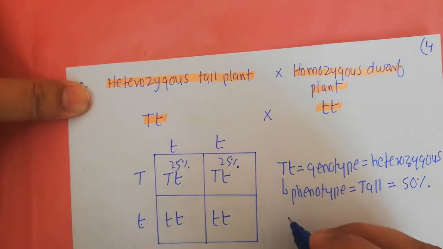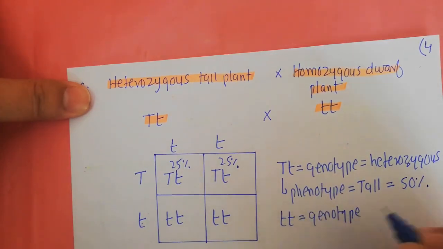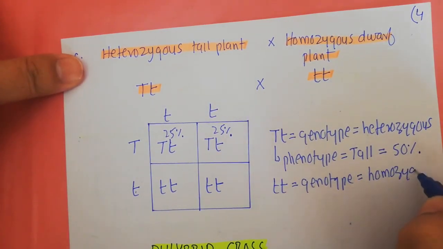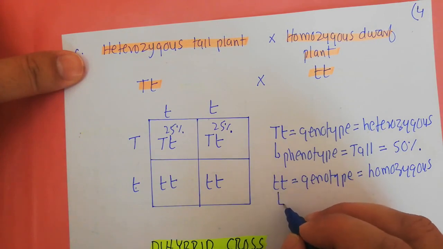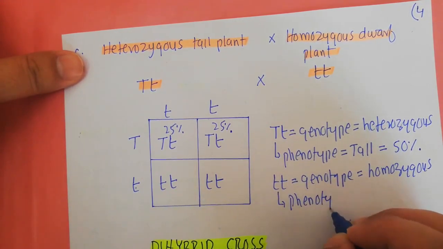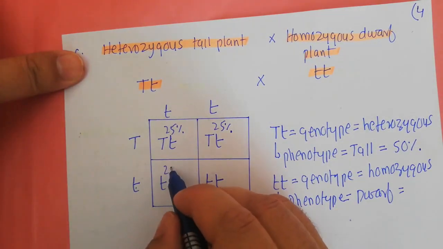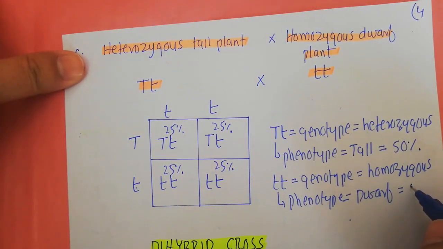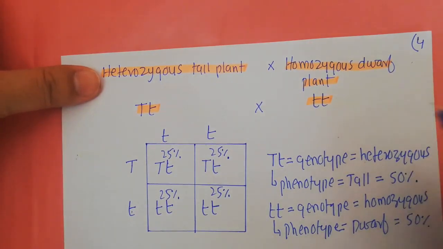If you talk about these two, the small t and the small t, this is the genotype of these offspring. If this is the genotype, again this is in the homozygous form, not the heterozygous form, because both of the alleles are of the same nature. This small t and the small t code for the dwarf phenotype. If you look at their probability, this is 25% and this is 25%. That means it will have a total of 50% probability when you cross a heterozygous tall plant with a homozygous dwarf plant. We will continue this discussion in the next video.